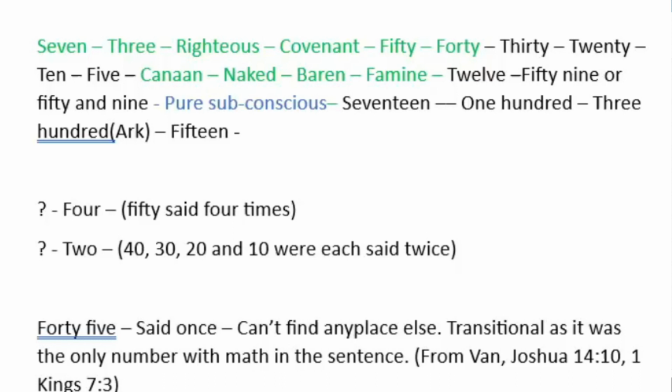We'll leave it at that right now. But you see the 7, 3, righteous, covenant, 40 are certainly ones that we're going to look at right now.